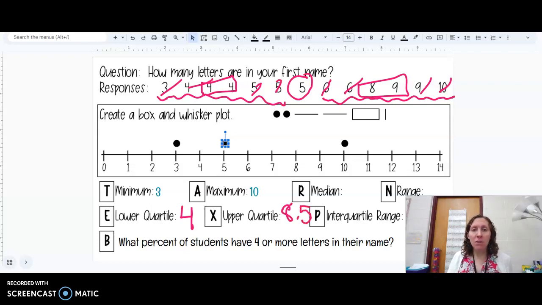All right, before I plot those, because this is going to erase when I exit out of this, interquartile range is the range between these quartile numbers. So we're going to do 8.5 minus 4, which is 3.5.